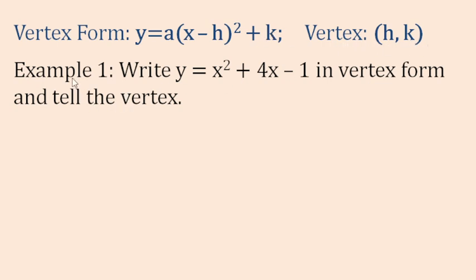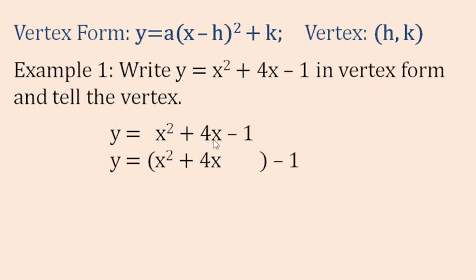Now let's do example number one. Write y equals x squared plus 4x minus 1 in vertex form and tell the vertex. Let's copy down our quadratic function. So the first thing you are going to do is to enclose in parentheses the first two terms, the quadratic term and the linear term.